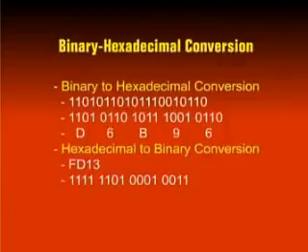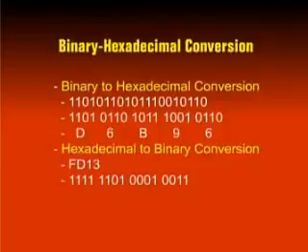Starting from the least significant group, simply write the hex number representing the 4-bit binary number. So 0110 is represented as 6 hexadecimal. The next group, 1001, is equivalent to 9 hexadecimal. Similarly, the third group, 1011, is equivalent to B hexadecimal, and so on.